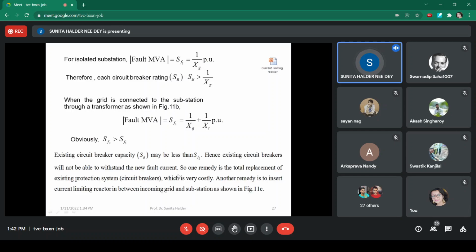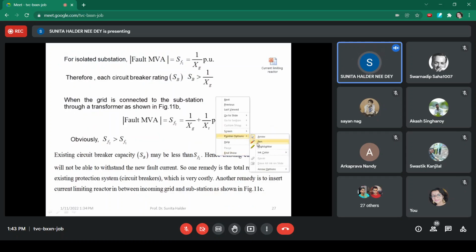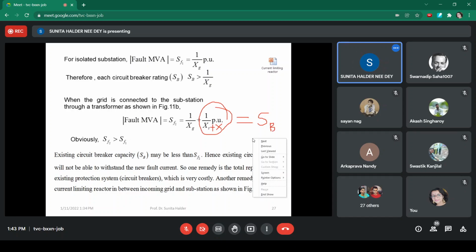For that reason, it may not be possible to make the system safe with the existing circuit breaker. So in that case, we connect the incoming grid through a reactor. Then this reactor X will be added to the transformer reactance. That will limit the incoming fault MVA, and that may fit with the existing breaker rating of the system.